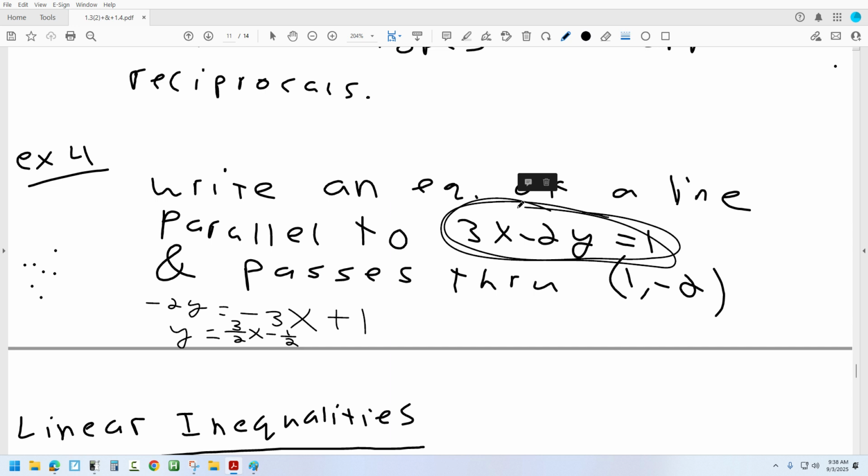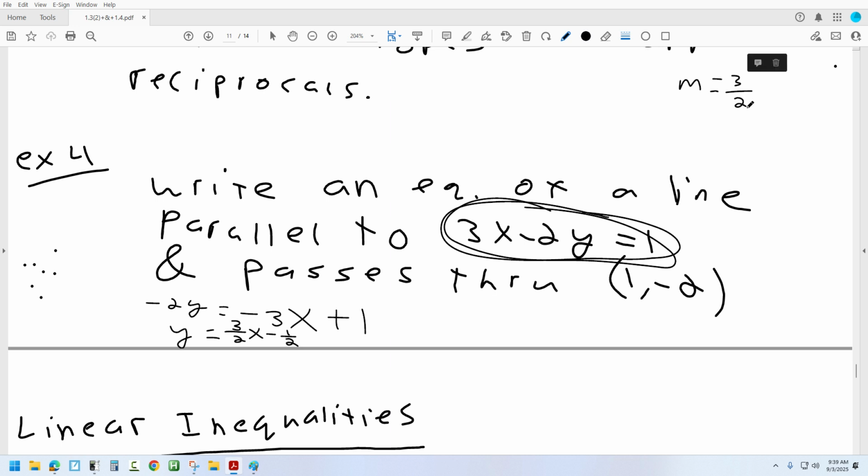What do I know about my line now? Vanessa? And that slope is going to be how much? 3 over 2. Yeah. So we know it has the exact same slope as the line that we're working with because it's parallel. So our slope is 3 over 2.